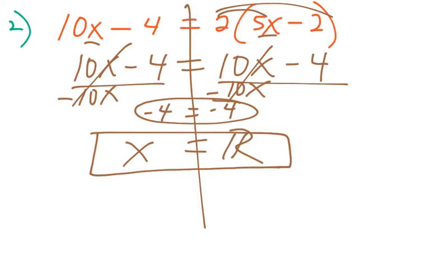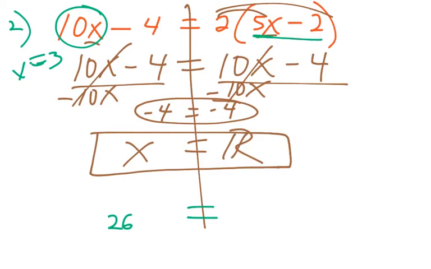So I'll pick a random number, 3. Okay, so let's do 3. So, 3 times 10 is 30, right? 30 minus 4 is 26. So we plugged in x equals 3, right? Because any number works, any number we pick. So we're seeing if 3 works. So we get 26 on the left. Let's plug in 3 right here. 3 times 5 is 15, right? 15 minus 2 is 13. 13 times 2 is 26, so it checks out. So 3 was an answer.